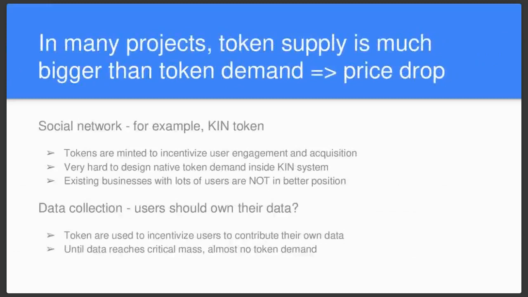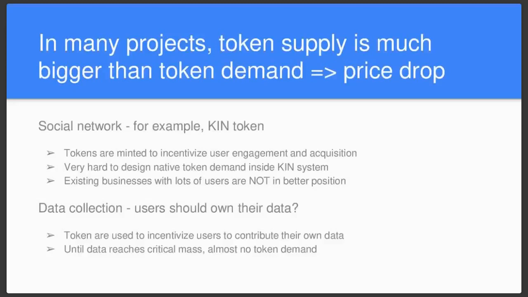Here I've just given you two examples of two types of projects where the token supply is much bigger than the token demand, and the result of that is basically a token price drop. And once the token price drops, the incentive program is not going to work, and eventually the network won't be jump-started, and eventually it would fail.